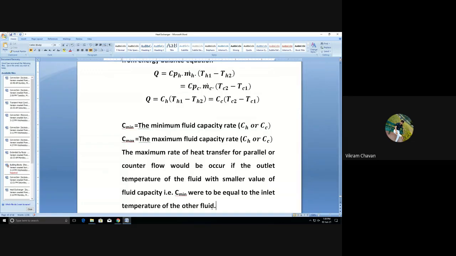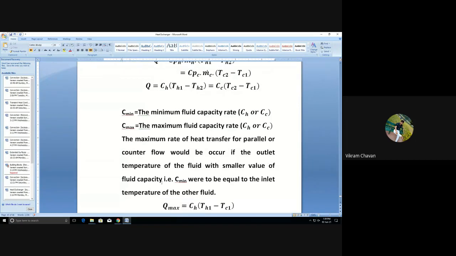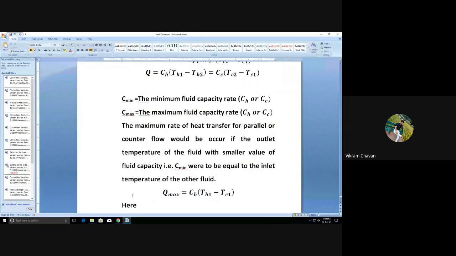The maximum rate of heat transfer for parallel or counter flow would occur if the outlet temperature of the fluid with the smaller value of fluid capacity, that is C minimum, were to be equal to the inlet temperature of the other fluid. Okay, so let us understand this. If you consider that CH is the C minimum, that is, the heat capacity of the hot fluid is the C minimum.